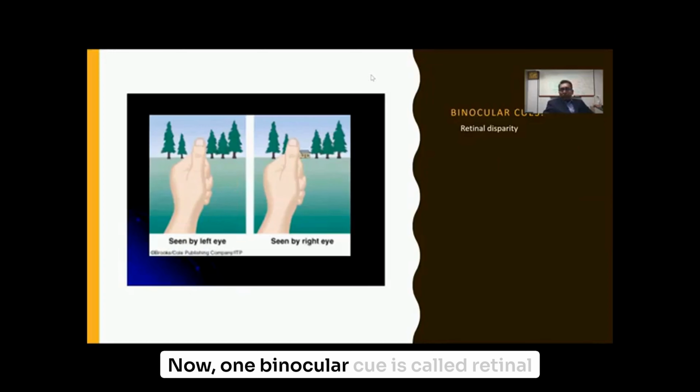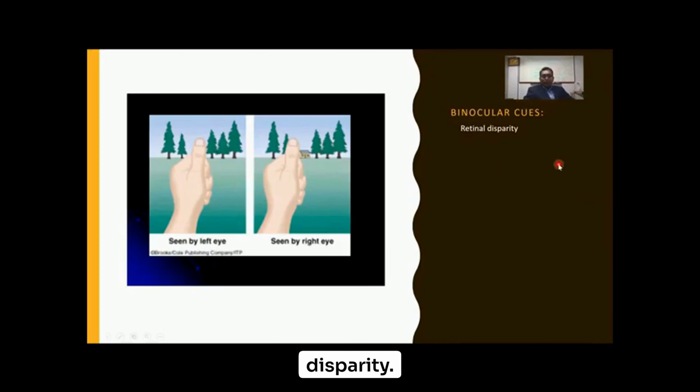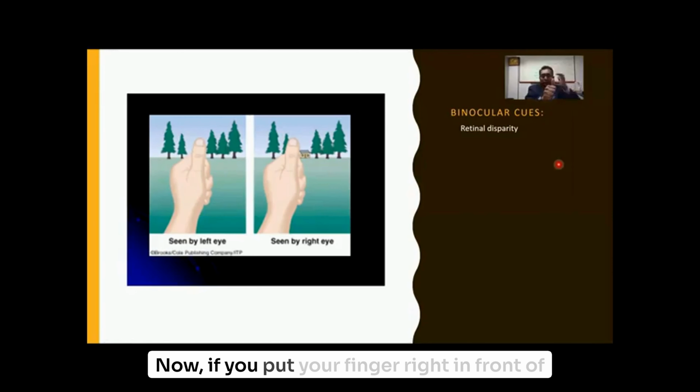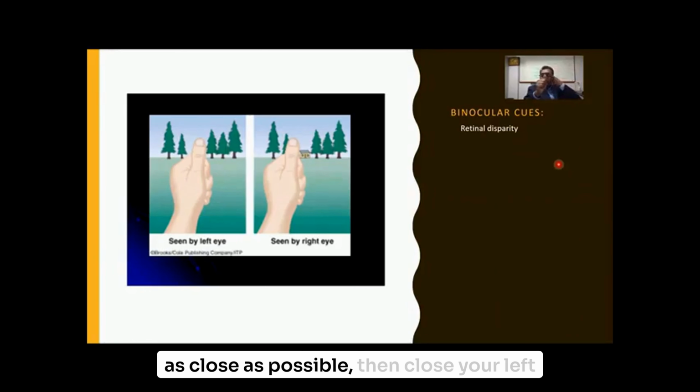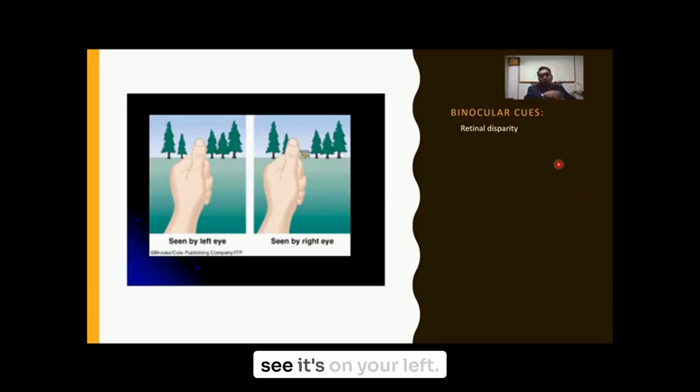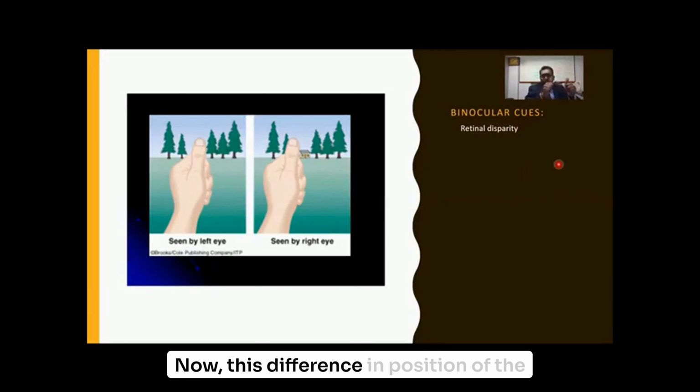Now, one binocular cue is called retinal disparity. If you put your finger right in front of your nose as close as possible, then close your left eye and see where the image falls, you feel like it's on your right. And when you close your right eye, then you see it's on your left. This difference in position of the object captured by your right and left eye is a disparity, a difference in the position of the object.